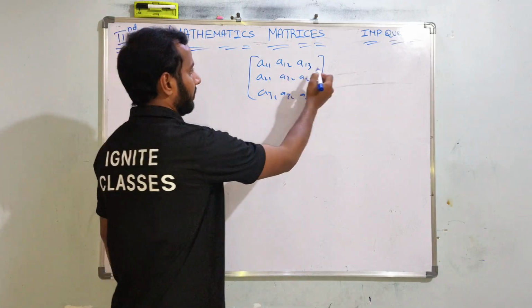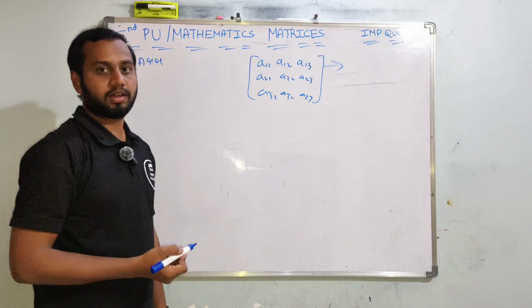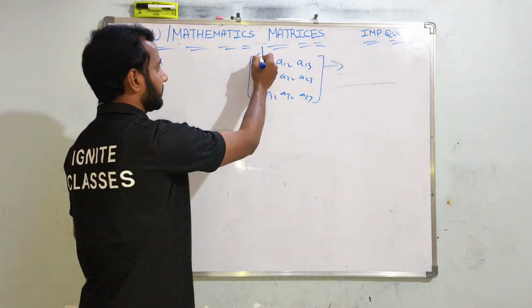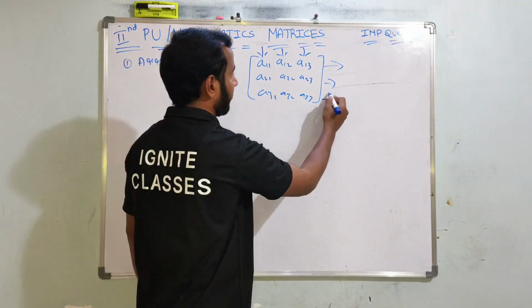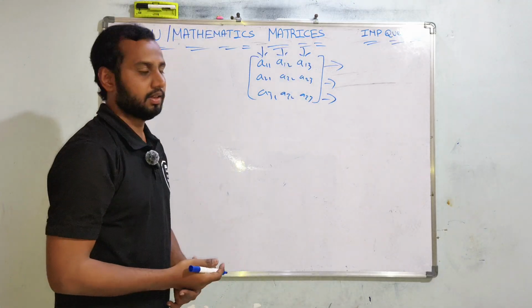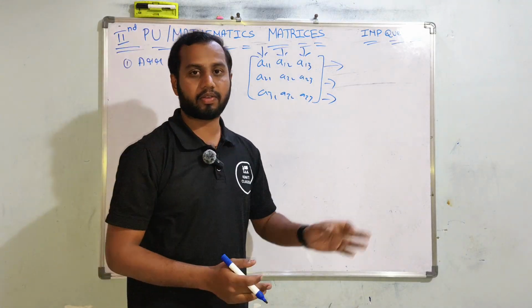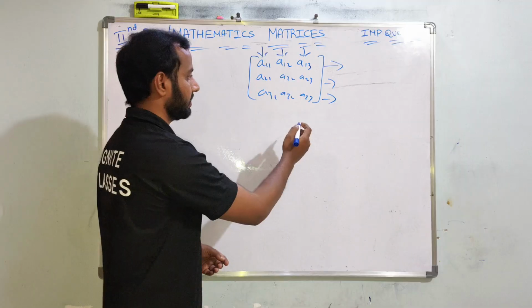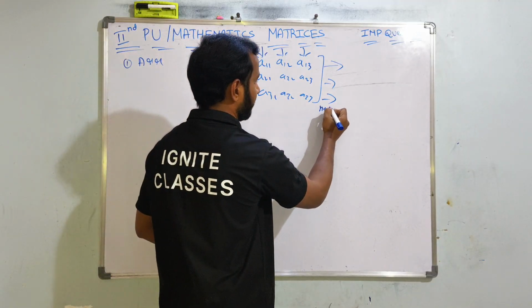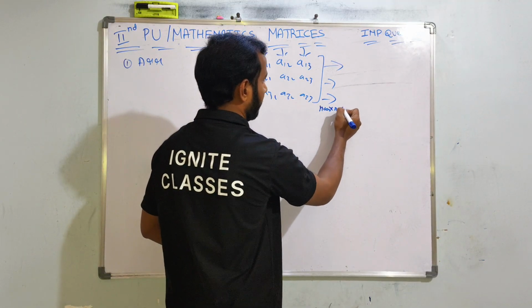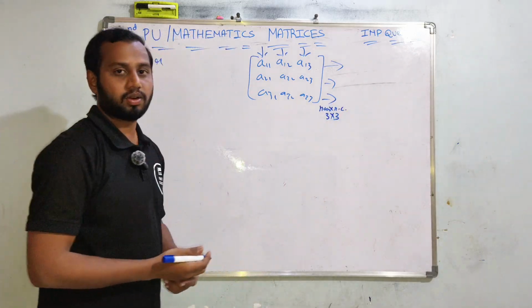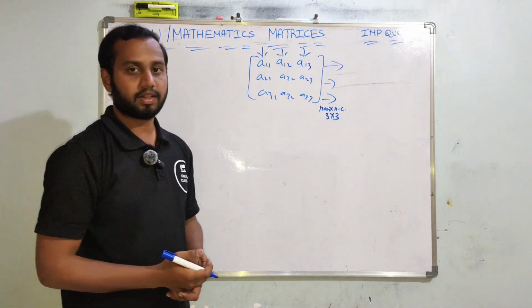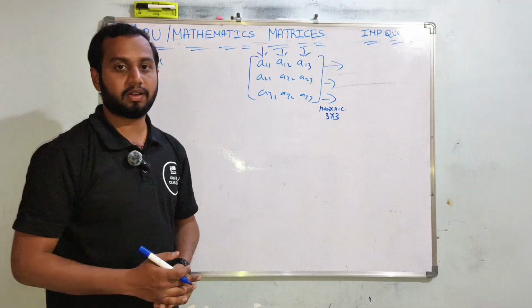Now, a horizontal line is known as your row and vertical lines are known as your column. So the number of rows here is 3, the number of columns here is 3. If the number of rows is 3 and the number of columns is 3, then the order of the matrix is given by number of rows into number of columns. Number of rows is 3, number of columns is also 3. So the order of the matrix is what? 3 cross 3.